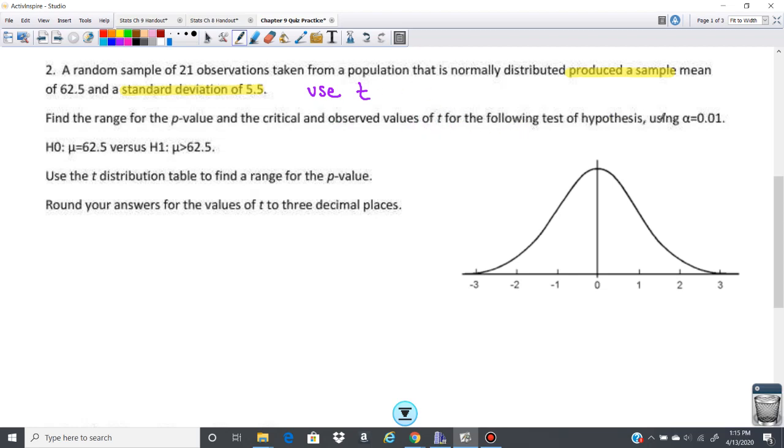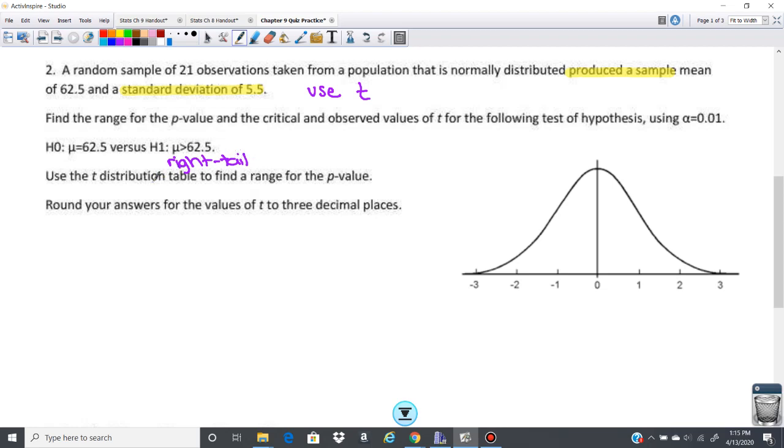For the following test of hypothesis, using a significance of 0.01, okay, you have a null hypothesis that the mean is equal to 62.5 versus an alternative hypothesis that the mean is greater than 62.5. Okay, so when I'm doing this problem, first of all, my alternative hypothesis has the mean is greater than, so it is pointing to the right, so this is a right-tailed test. Okay, so that's the first thing.